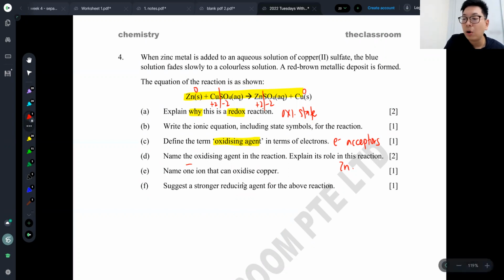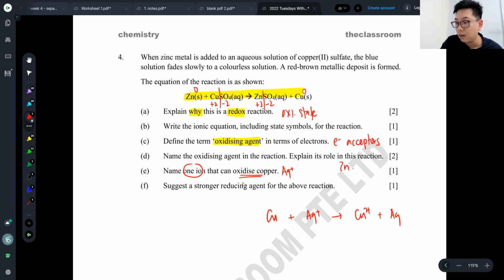Name one ion that can oxidize copper. What can copper react with? Silver, Ag+. You must remember, magnesium ion, copper cannot. So copper, for those of you wondering, and silver ions, copper is more reactive, right? It will form copper ions and silver metal. Put a 2 there, put a 2 there to balance it. So notice how copper is oxidized.